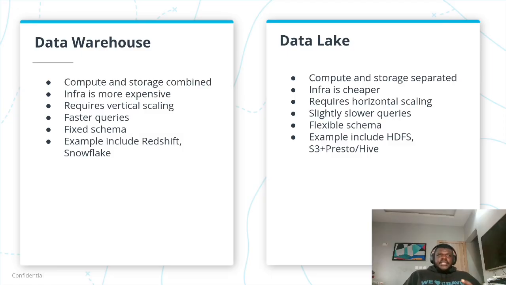Schema means the structure, the orientation of the data, the columns. You have to specify the columns you're expecting, these are the fields you're expecting. But with a data lake, there's so much flexibility that you can change your schema at any time. Well, with the data warehouse, you can't change your schema.